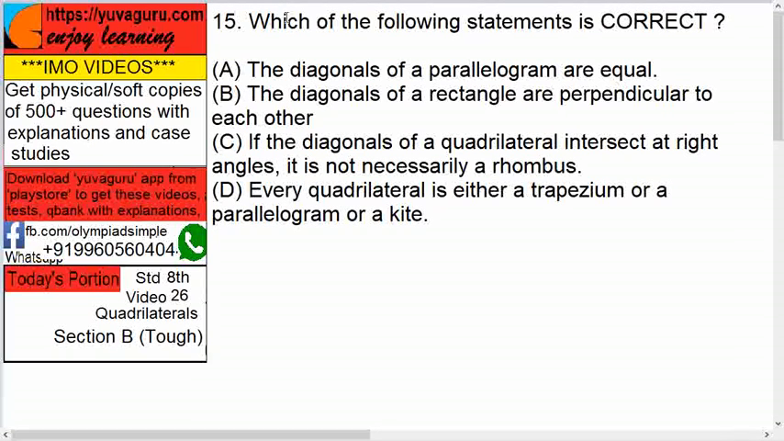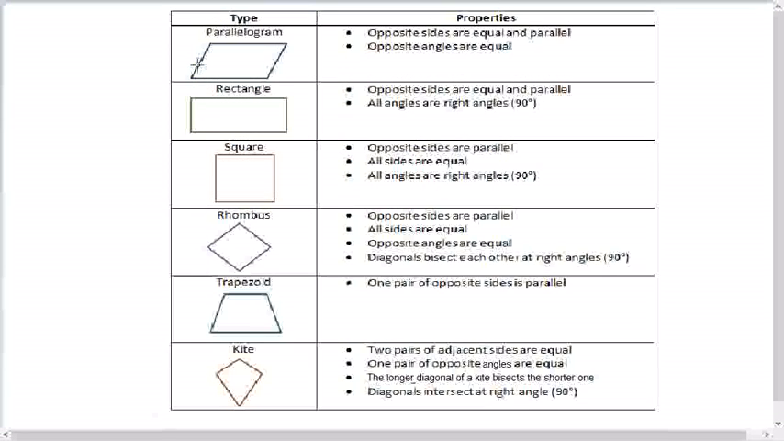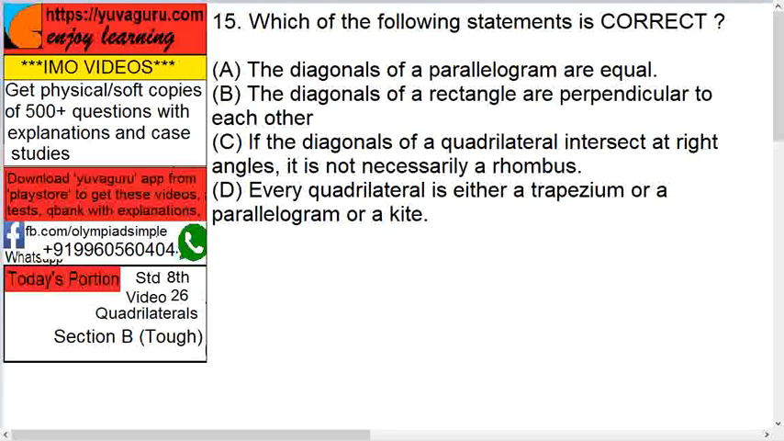Let's start. Which of the following statements is correct? Let's see. First one, the diagonals of a parallelogram are equal. See, this is a parallelogram. Will the diagonals be equal? If you connect this to this and this to this, they won't be equal. This would be longer, this would be shorter. So, A is false.